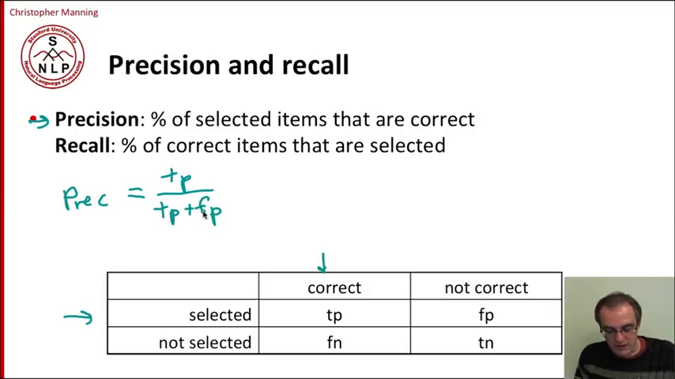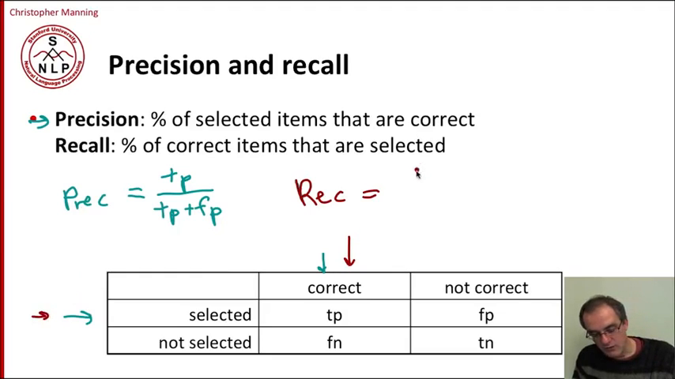And then recall is the opposite measure. So for recall, you're saying of the things that are correct, what percentage of them did you find? So for recall, the numerator is again the true positives, but this time the denominator is the true positives plus the not selected false negatives.